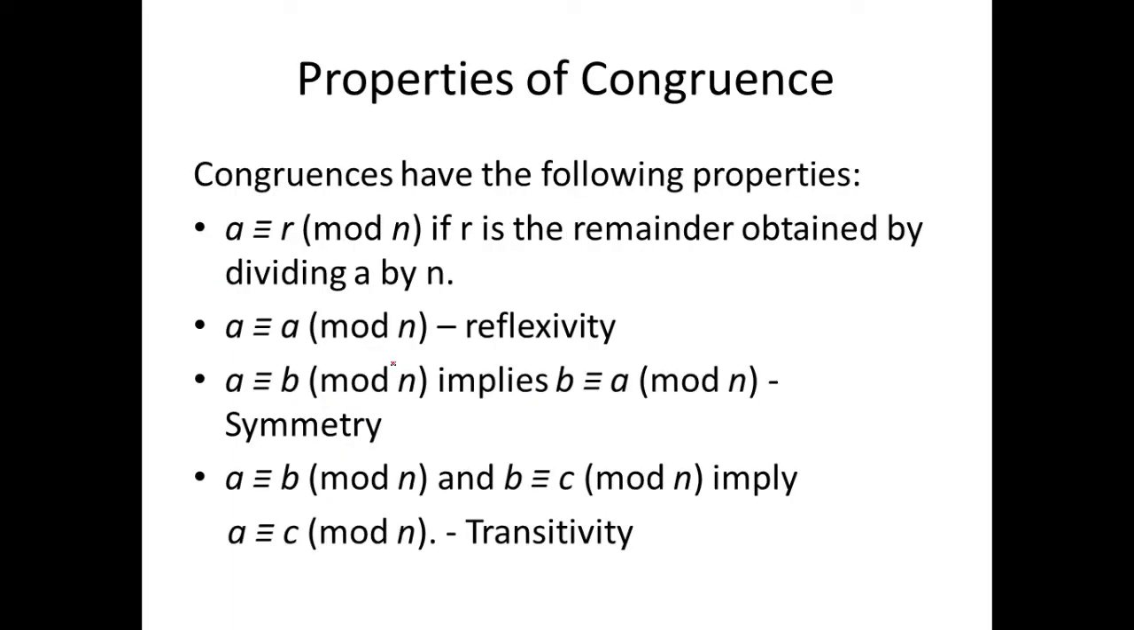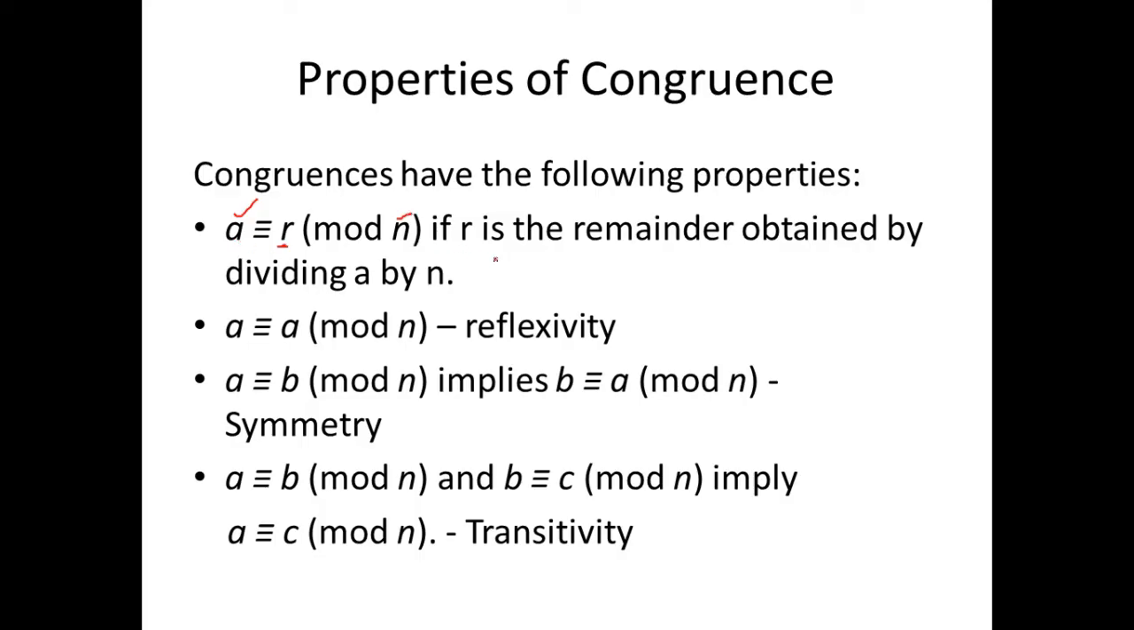Now let us look at the properties of congruence one by one. We'll understand them with examples and proofs. Let's start with the very first property. It says A is congruent to R mod n, where R is the remainder we get by dividing A by n.